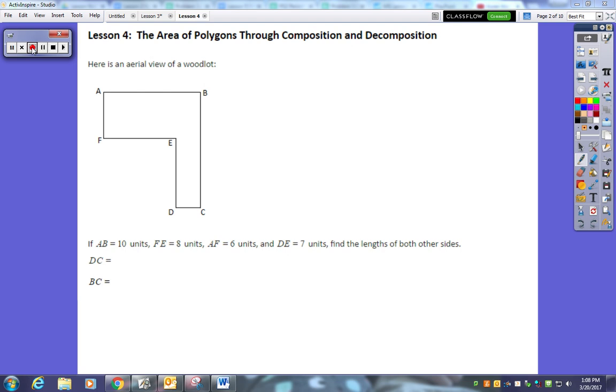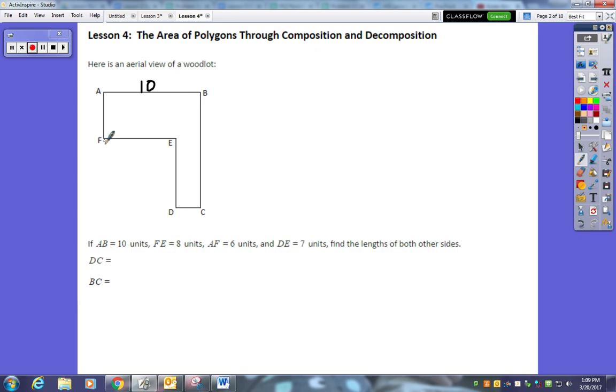a woodlot that would be shaped like that. Again, we don't have a name for this shape. So if you look, what it's doing is it's giving you the side lengths of some of the sides, and it's asking you to use those sides to figure out the lengths of the other sides. So if we read here, it says length of AB is 10 units. So from here at A to here at B, it would be 10.